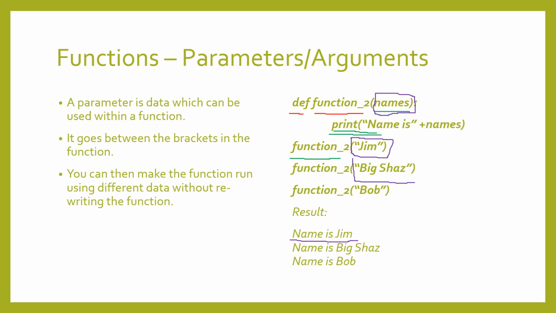If I change it to say Big Shaz, the next time I run my function, it'll print name is Big Shaz. And then the last time, look, I run my function exactly the same way, but with the parameter Bob, instead of just leaving it as an empty bracket, it then prints Bob. So it runs the function, but the parameters let me change the data that is used within that function. So that's how we end up with name is, and we can just change the name in the function without having to rewrite the code over and over again. That's why parameters are useful.